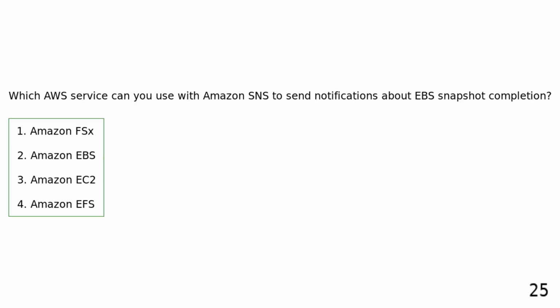HTTP/HTTPS. Which AWS service can you use with Amazon SNS to send notifications about EBS snapshot completion? Amazon FSx, Amazon EBS, Amazon EC2, Amazon EFS. Amazon EBS can be configured to send notifications through Amazon SNS when a snapshot operation completes, providing updates on your data backup process.